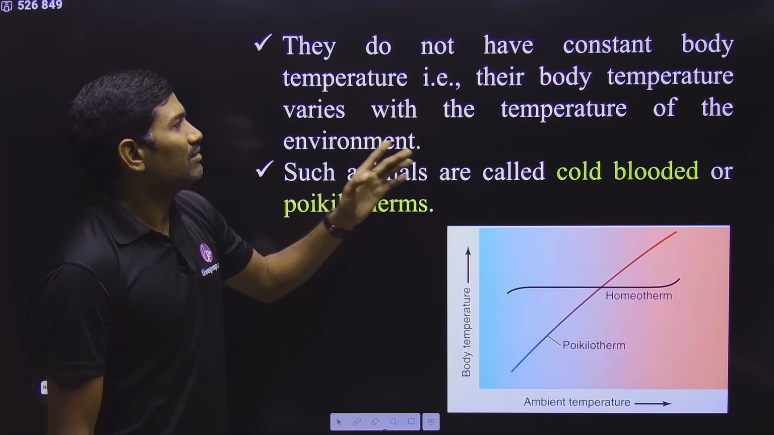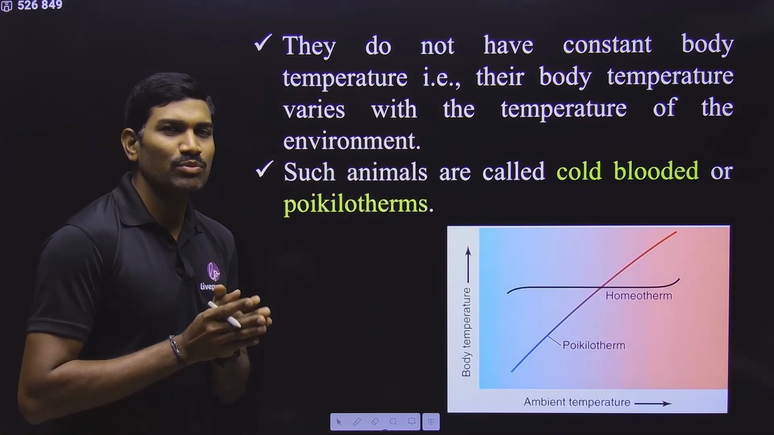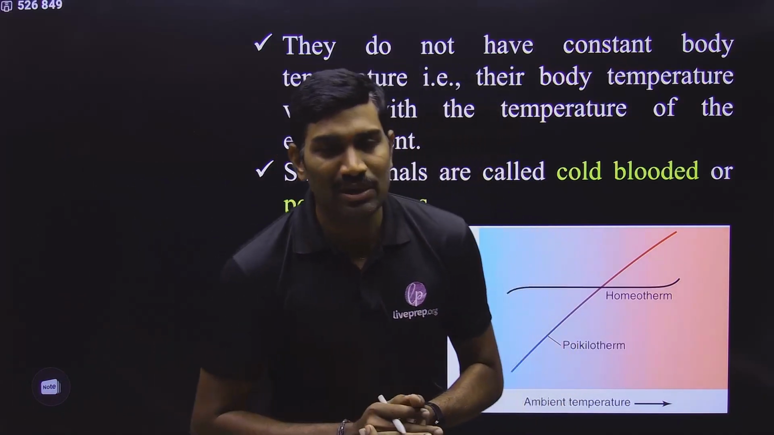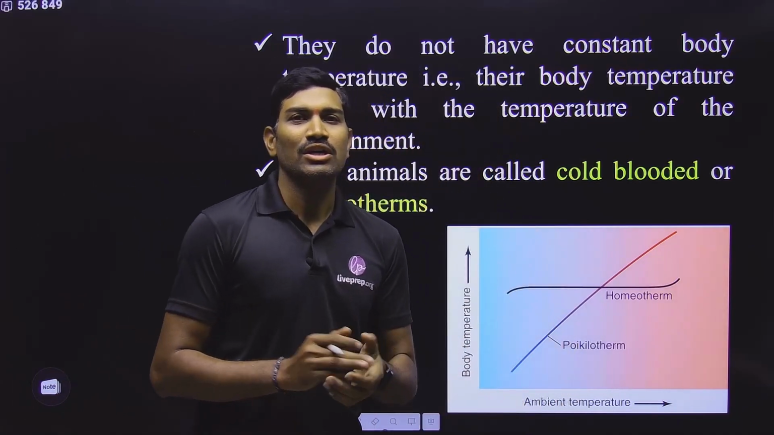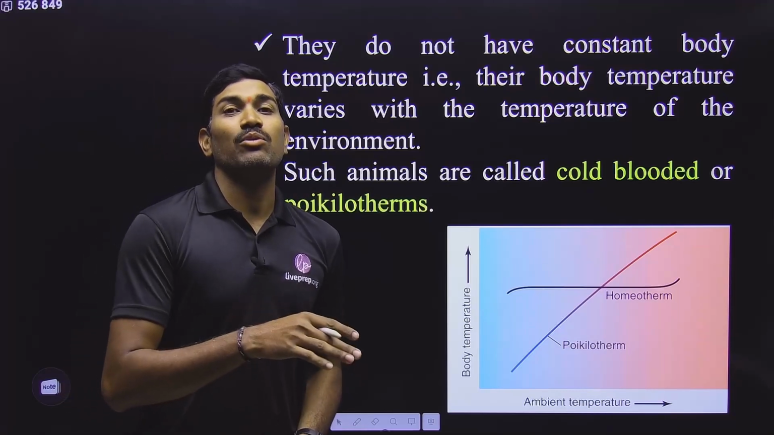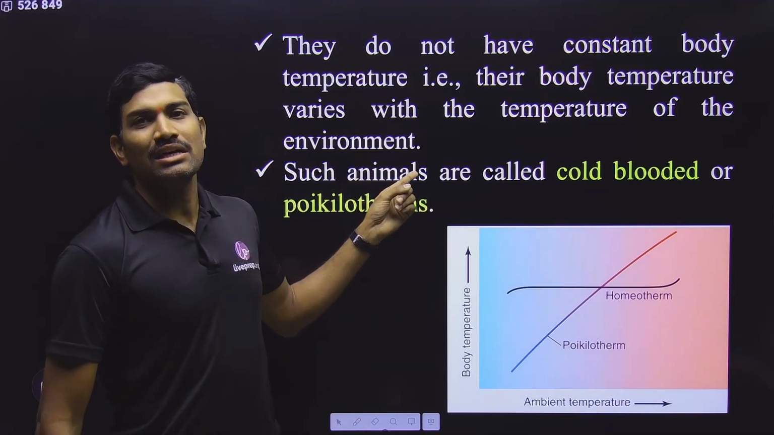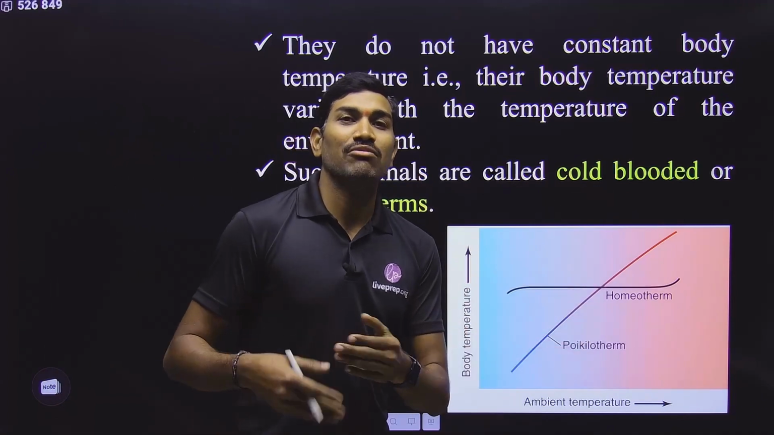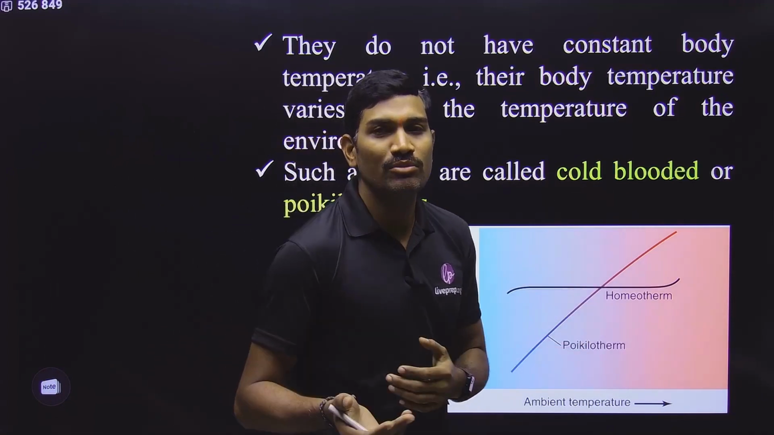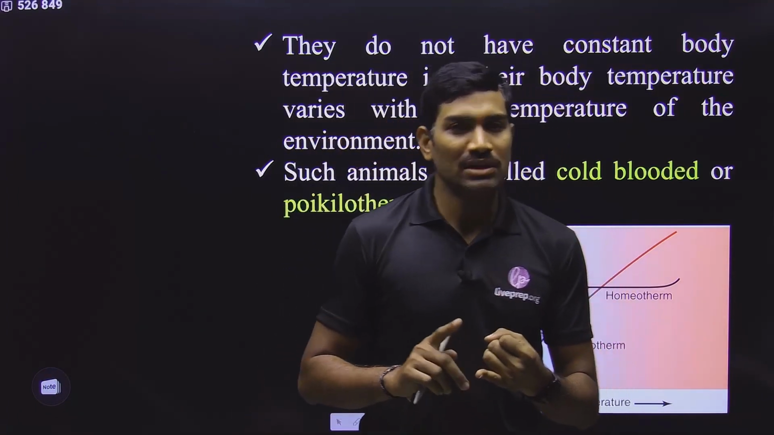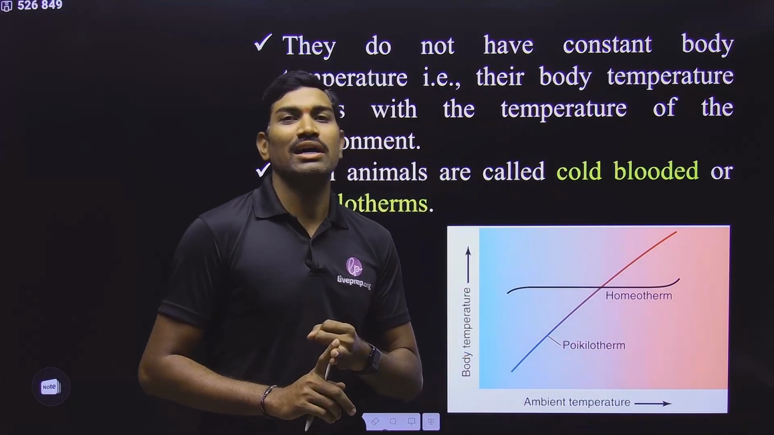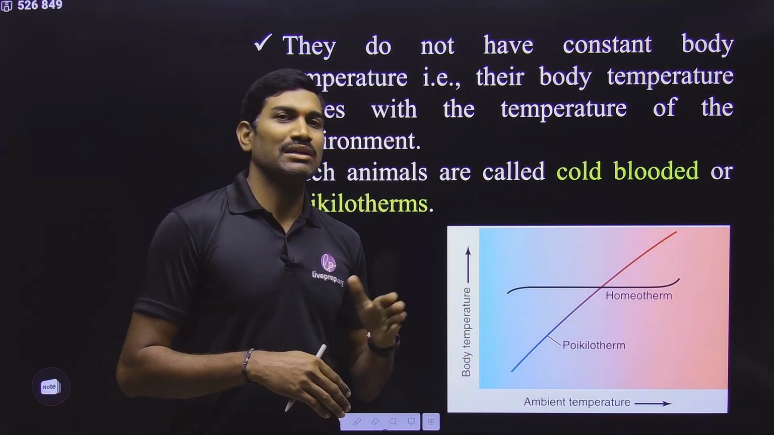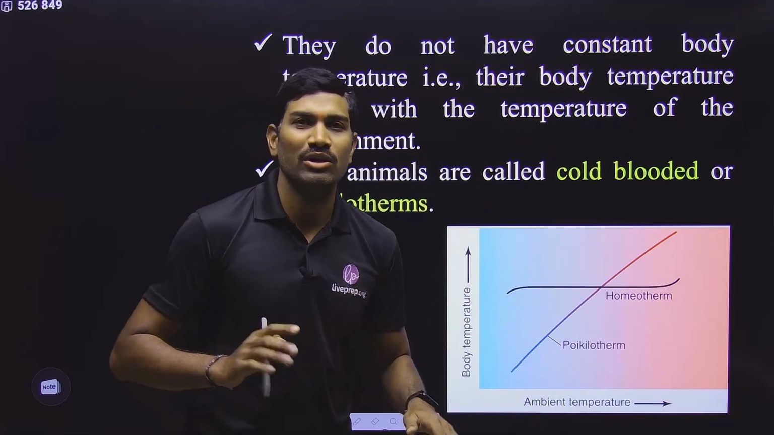Next one. They do not have constant body temperature. This point is very important. In the animal kingdom, generally we are talking about homeothermic animals and poikilothermic animals. These are poikilothermic, that's why they are cold-blooded animals. Homeothermic are warm-blooded animals. So what are the homeothermic? Aves, meaning birds, and mammals. These two are homeothermic animals. They can maintain their body temperature, but the remaining animals cannot maintain body temperature.